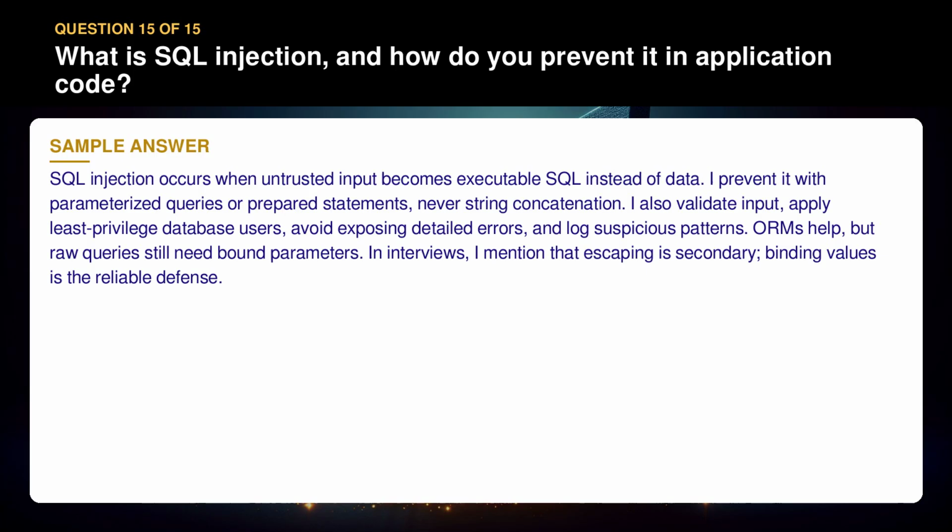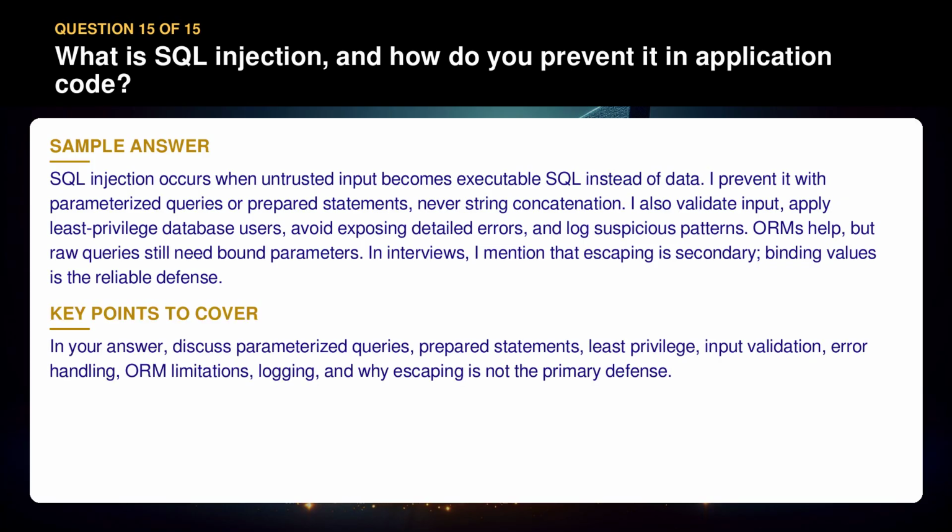ORMs help, but raw queries still need bound parameters. In interviews, I mention that escaping is secondary, binding values is the reliable defense. In your answer, discuss parameterized queries, prepared statements, least privilege, input validation, error handling, ORM limitations, logging, and why escaping is not the primary defense.